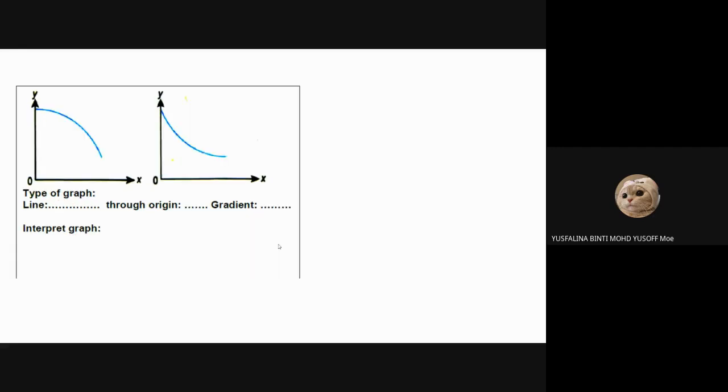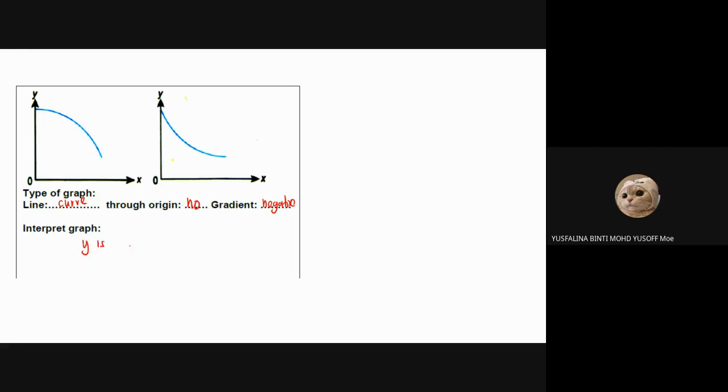Alright, this one is also a curve line, and it does not pass through the origin. You can see it passes through the y-axis here. So passes through the origin, no. And the gradient you can see is decreasing, right? So the gradient is negative.